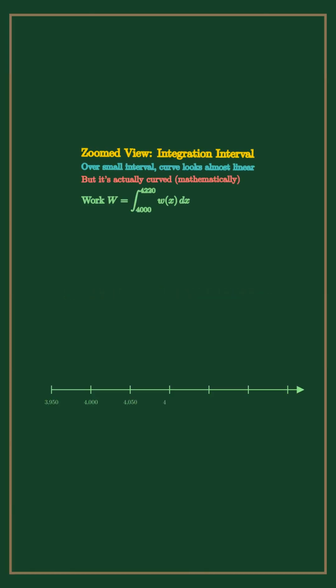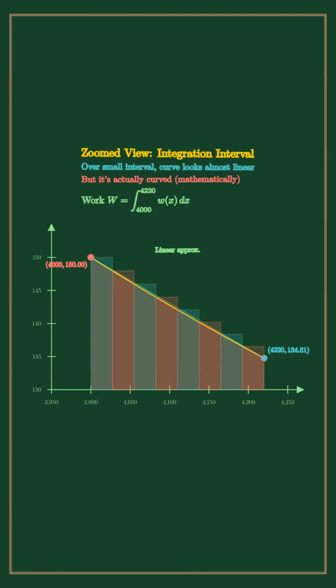Now let's zoom in on our integration interval from 4,000 to 4,220 miles. Over this small range, the curve looks almost linear, but mathematically it's still curved. This is why we need calculus to find the exact area under the curve.